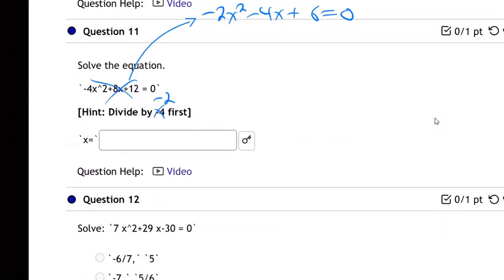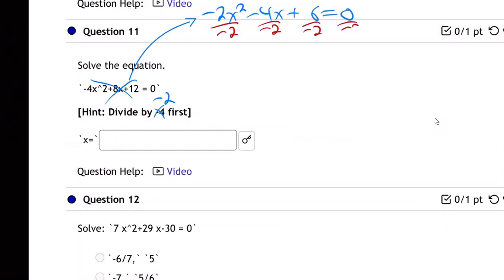Okay. Yeah, so I'm changing the problem. It's negative 2x squared minus 4x plus 6 equals 0. And it'll say hint, divide by negative 2 first. So let's follow their hint. Let's divide through by negative 2.